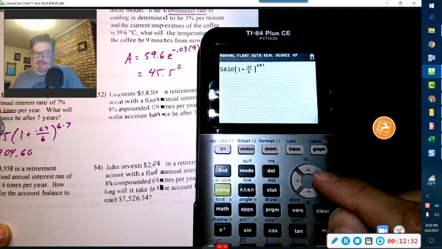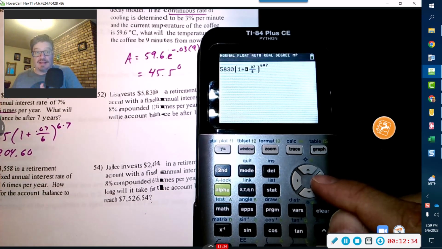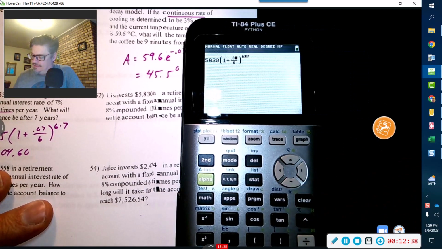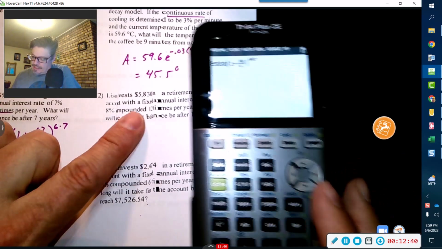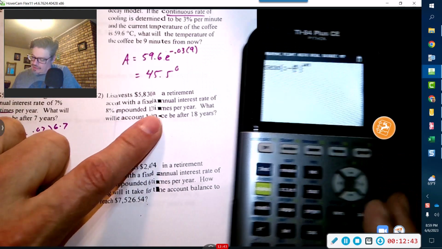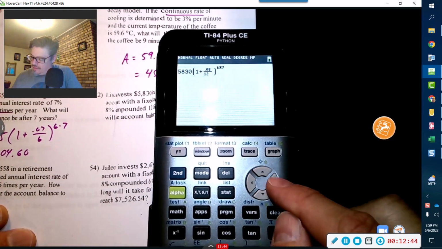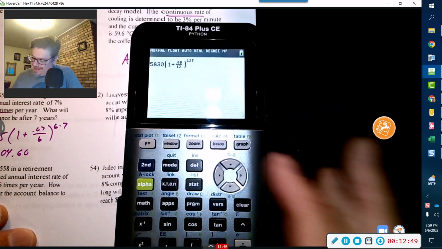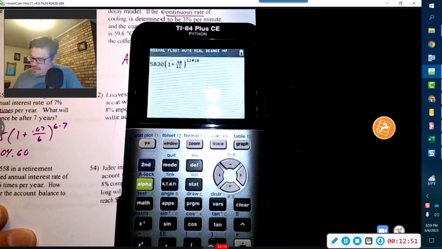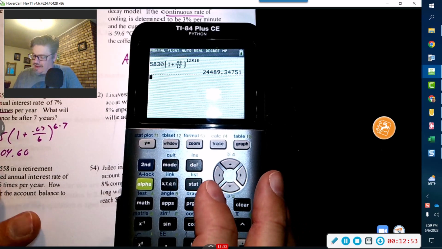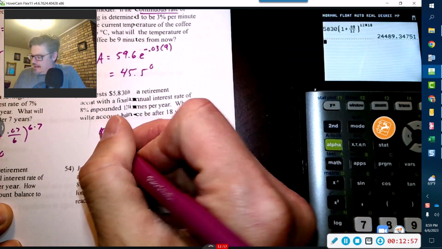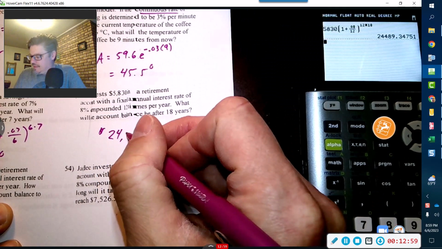I'm going to keep the 1 plus because it's getting larger. We saw it was 8%, so let's put that 8. And it's compounded how many times? 12 times a year, so 12. And then it's going to be in there for 18 years. You should see a substantial amount of money there. $24,489. That is a very good investment.